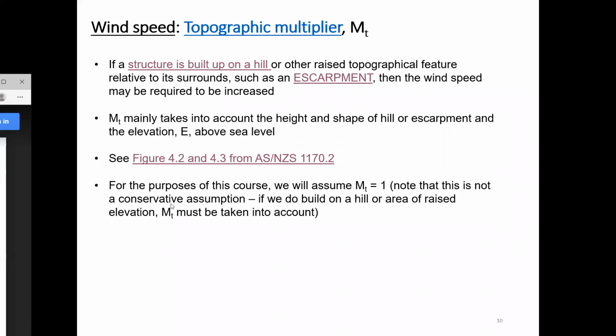However, note that this is not a conservative assumption. If we do build on a hill or area of raised elevation, Mt must be taken into account because Mt is above 1, isn't it? It typically increases your wind speed, whereas Ms, like a shielding factor, is below 1. So we'll just assume we're not on a hill or area of raised elevation.